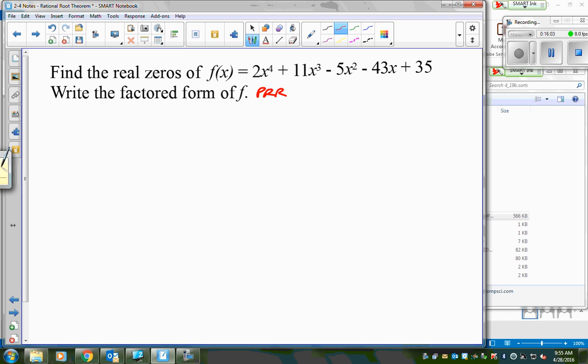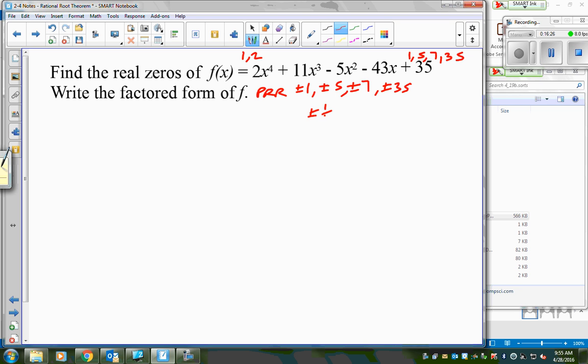First, look at possible rational roots. List the factors of the constant, 35. List the factors of the leading coefficient. And then put those factors over those factors. So 1 over 1, 5 over 1, 7 over 1, 35 over 1. And put all these factors over the 2.